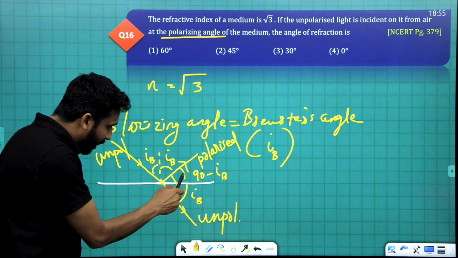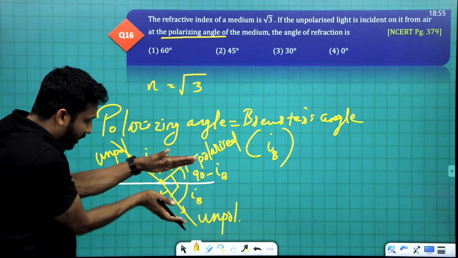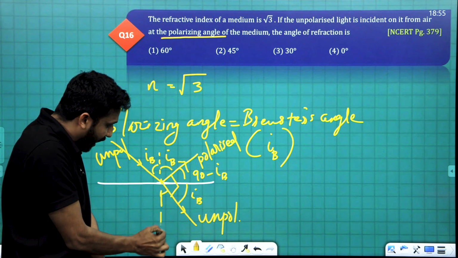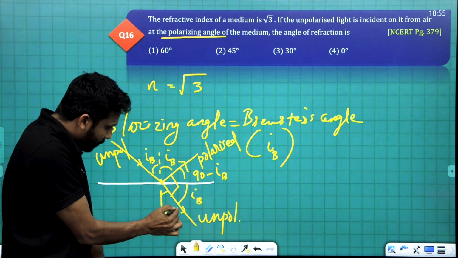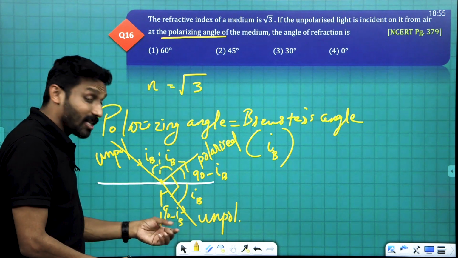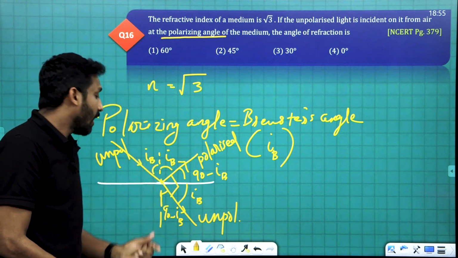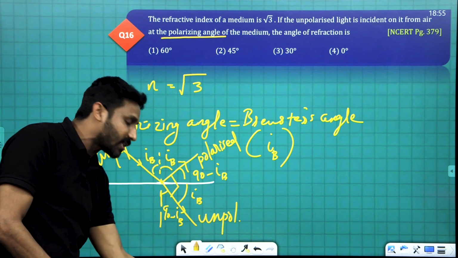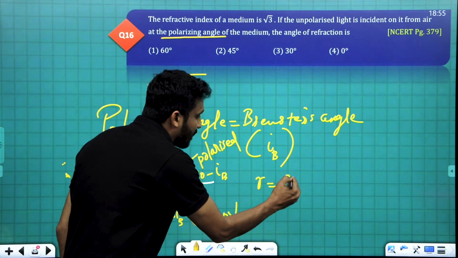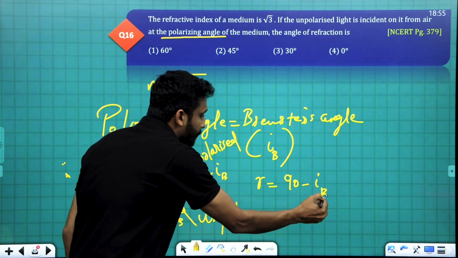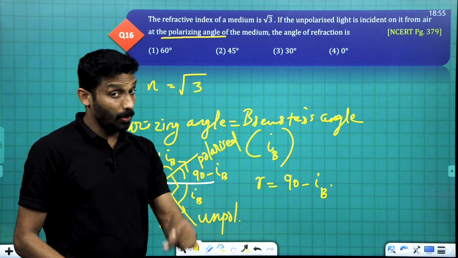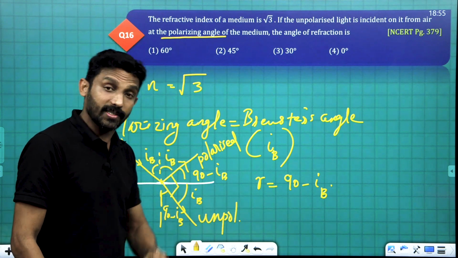And here it is IB, so what will be this angle? This is totally 90, you know. Out of this, IB means this one is 90 minus IB. And this 90 minus IB is the angle of refraction, the angle between the normal and refracted ray. Angle of refraction is 90 minus IB. When the ray hits at IB, polarizing angle, Brewster's angle, then the angle of refraction is 90 minus IB.